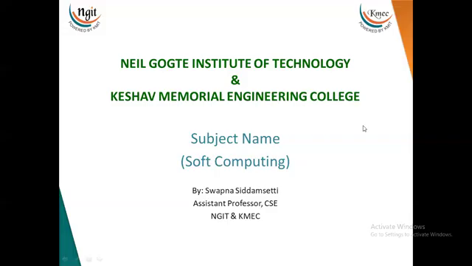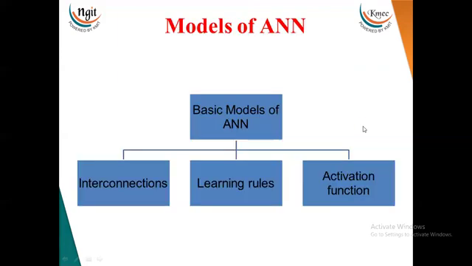Dear students, in this session, we are going to see different models of artificial neural networks. We are going to learn about the basic models of artificial neural networks. The basic models can be categorized according to their interconnections, learning rules, and activation functions.